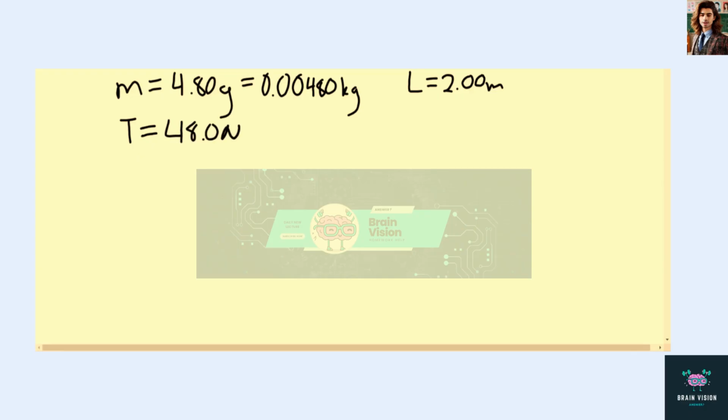And then the last bit of information that we're given is that it's vibrating in its second normal mode. So n is equal to 2. And the string is fixed at both ends. So there's going to be nodes at either end.